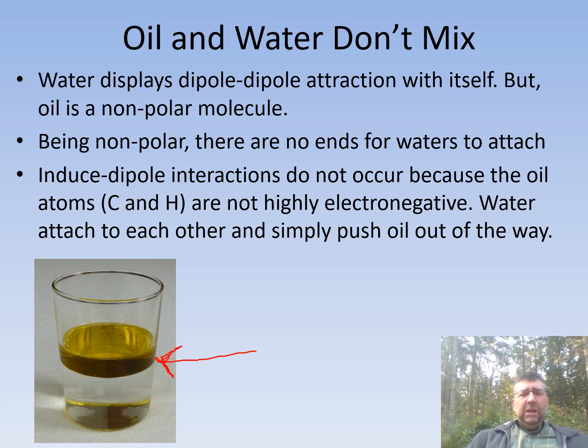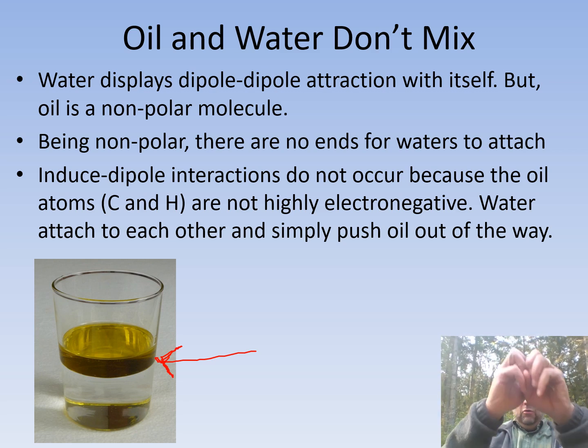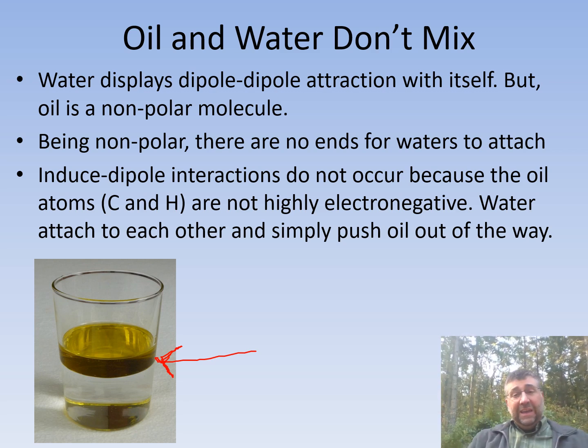What ends up happening is that the water molecules are more attracted to each other than they are to the oil molecule. So the water molecules are going to clump together due to dipole-dipole interactions. And if there's an oil molecule in the way, they essentially push the oil molecule out of the way so they can get together. Think of it like a date in which you have a third wheel.